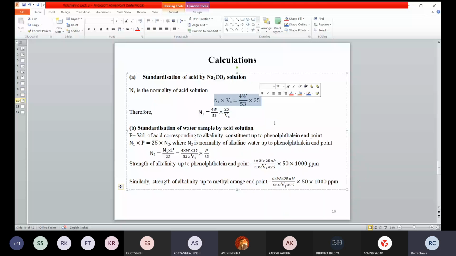Ma'am, 4 denotes the 250 ml of water, which was initially taken. Okay, a 250 ml volumetric flask was used. So how has that converted into 4? Ma'am, converted into liters. 250 upon 1000, yes. So that will convert into 1 by 4, and that 4 has gone into the denominator. Yes. 53 is the equivalent weight of Na2CO3.